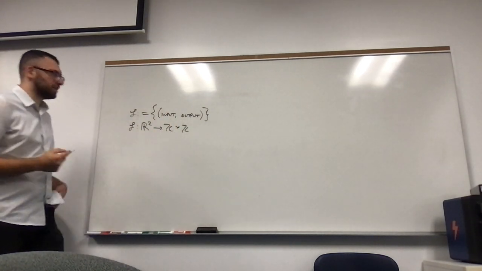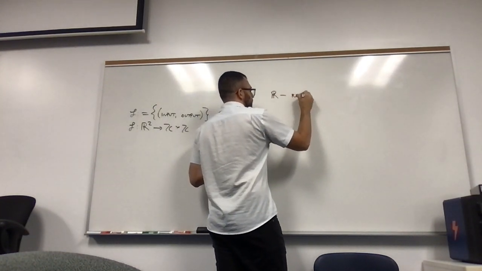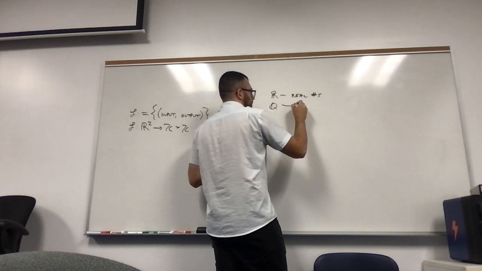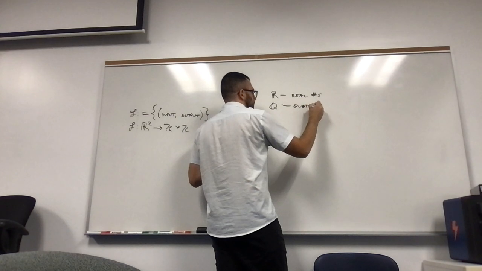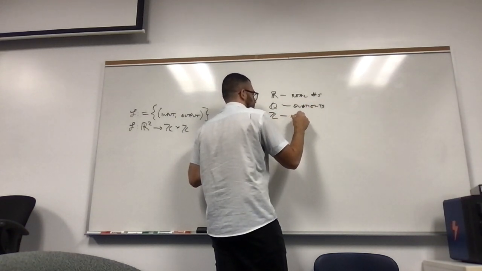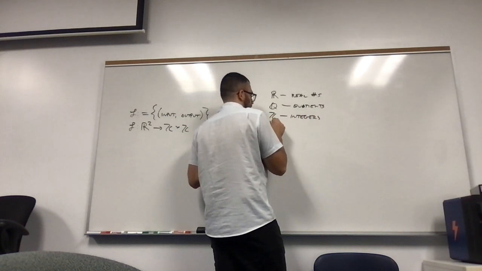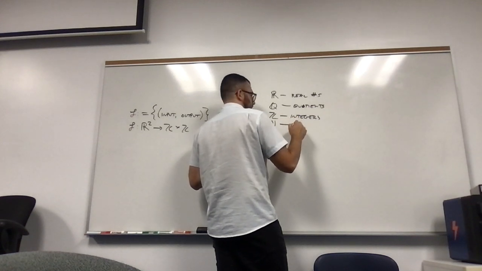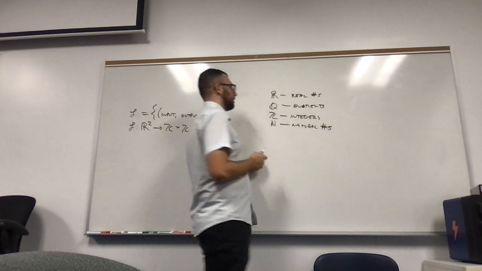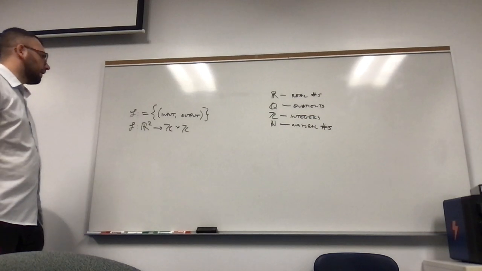What are these R's and Z's? We have some specialized sets, and I'll write them out here. So we have R, which are the real numbers. We have Q, which are the quotients. We have Z, which are the integers. And we have N, which are the natural numbers. So like the counting numbers. Cool, there's more. You don't need to know them.